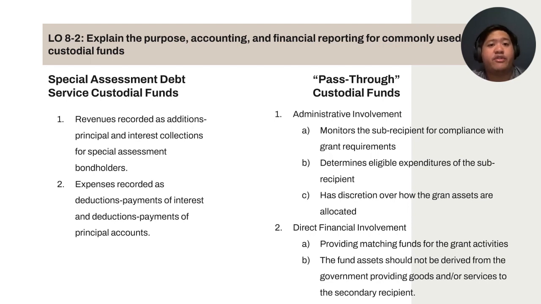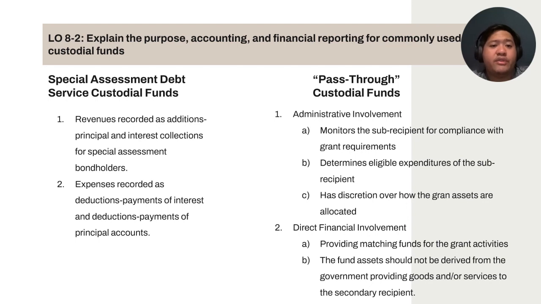And once the criteria for the involvement are met, the primary recipient government must recognize a revenue for the receipt of the resources and expenditures or expenses for the transfer of resources in a governmental fund, private purpose trust fund, or proprietary funds.